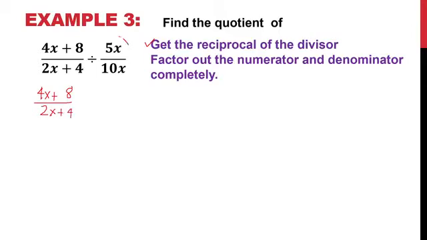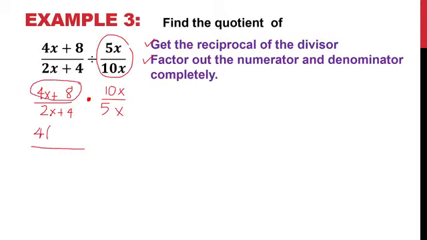What's the reciprocal of this? It's simply 10x over 5x, then proceed to multiplication. Now let's do the next step. Factor out. The numerator common is 4 for this one, so you are left with x plus 2. With the denominator of the first fraction, common is 2. And you are left with x plus 2 times 10x over 5x.